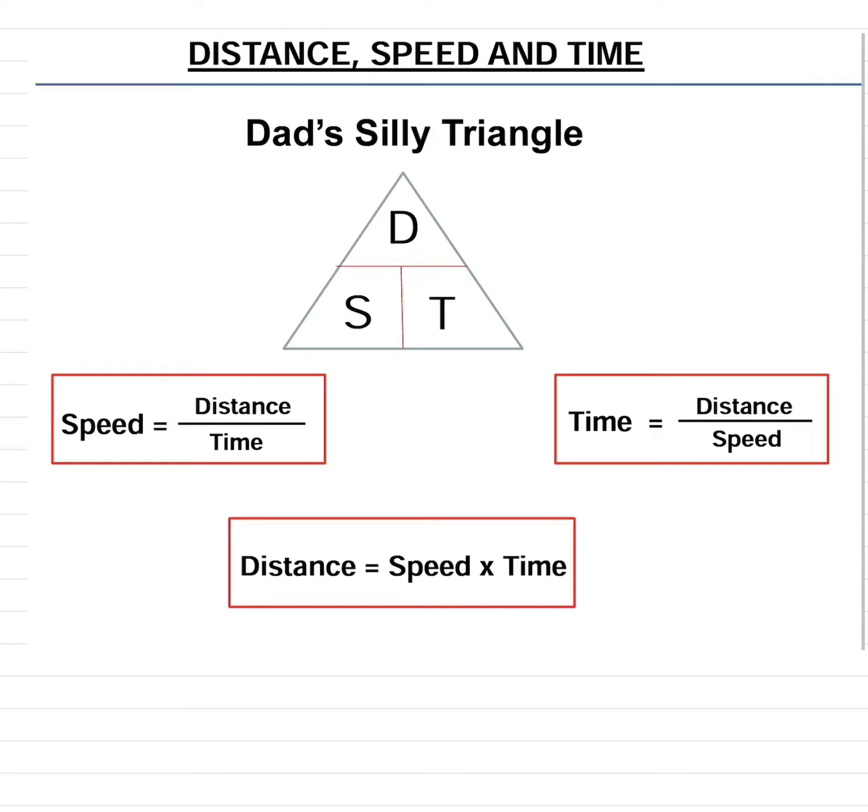So you can see D there for distance, S for speed, and then T for time. If you can think of your own way or something silly yourself, then use it. Now, the only thing with the triangle, distance has to be on the top. You can mix speed and time up, but distance has to be on top.